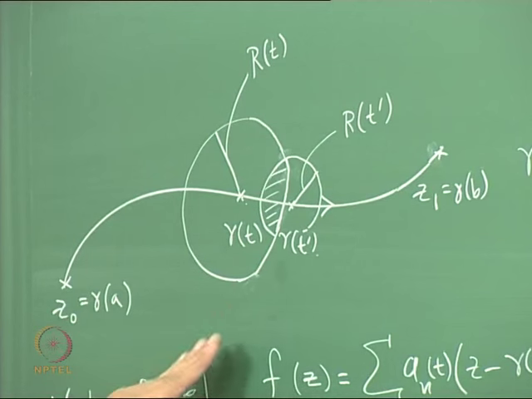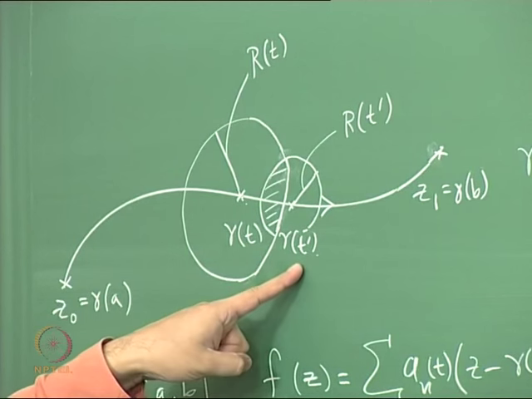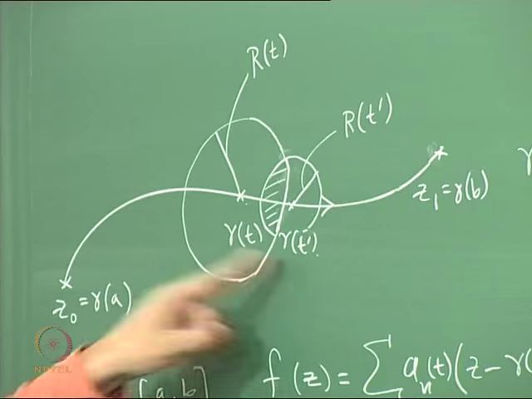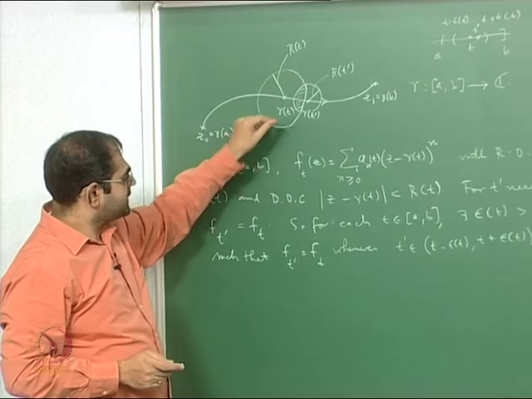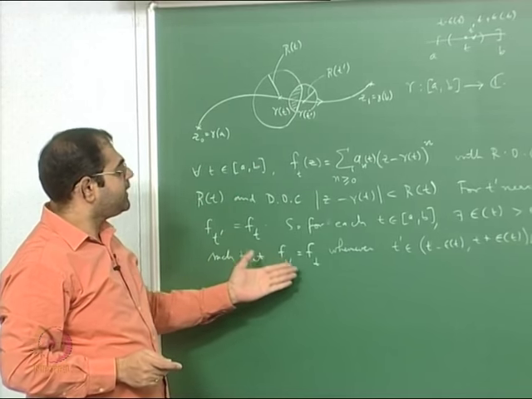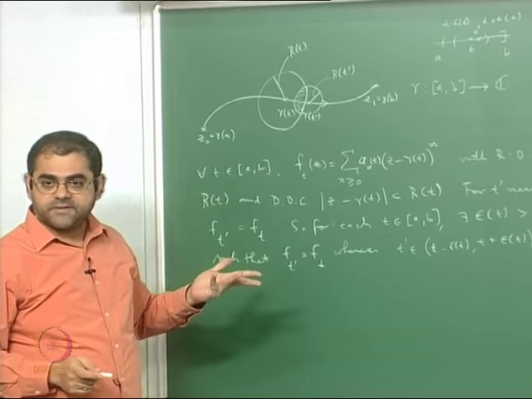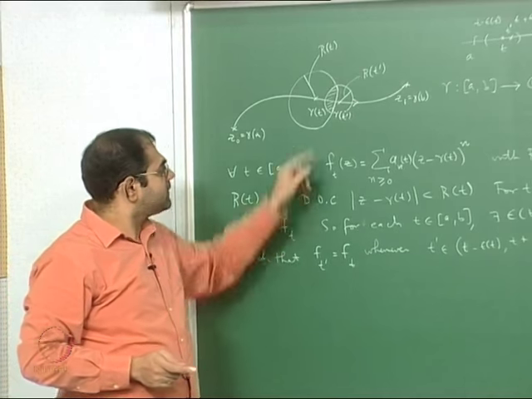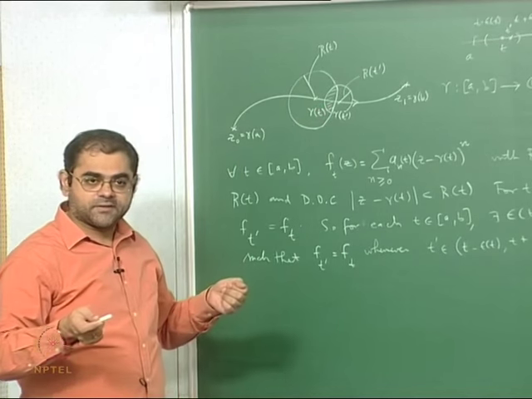So in other words, if you take any such t prime, then what's happening is that f t prime and f t are direct analytic continuations of each other. In fact, they are one and the same function on the intersection, so they are direct analytic continuations of each other.